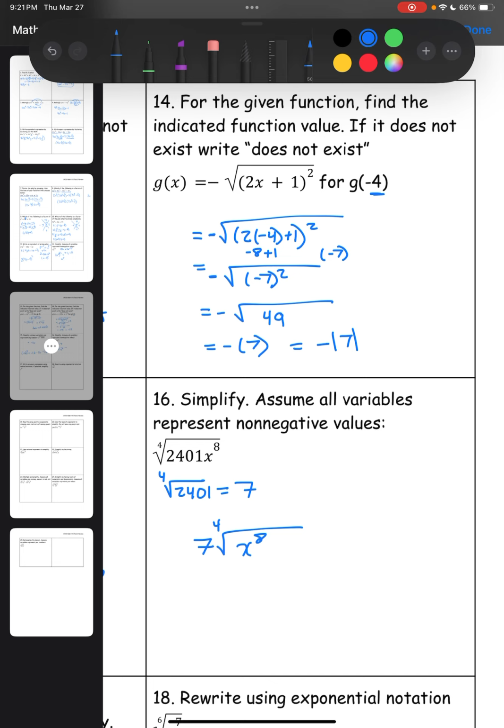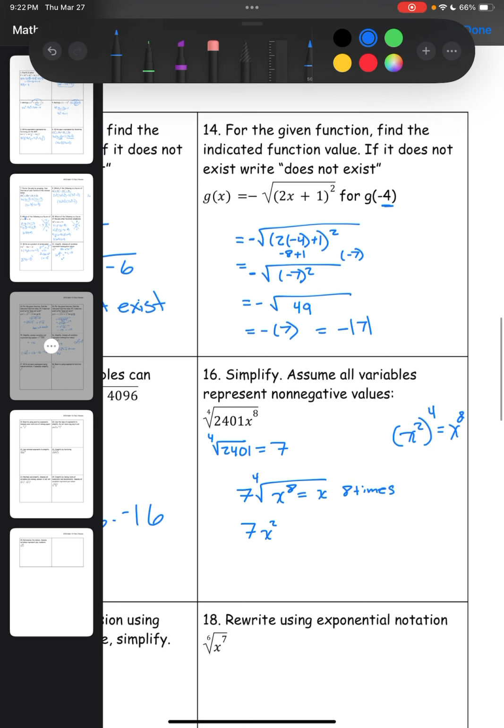So, think about it. This is actually x being written 8 times, right? How many times does 4 x's show up? How many groups of 4? 2, right? So, what you're basically going to be pulling out here is just an x squared. Because x squared to the 4th gives us our x to the 8th. And that's all you're kind of wanting to do there.